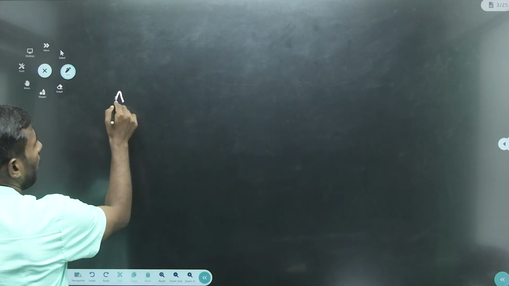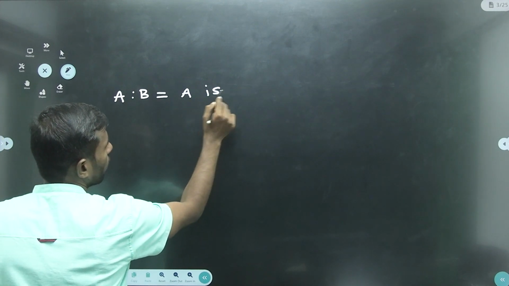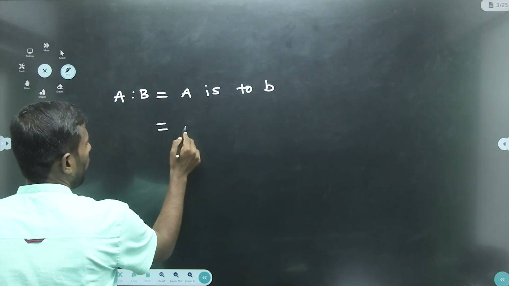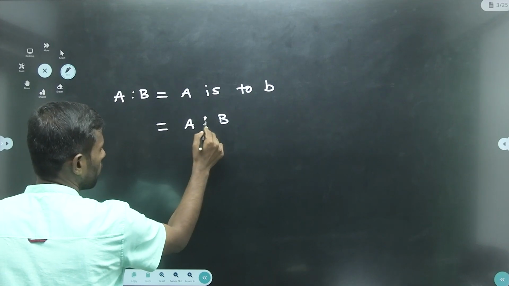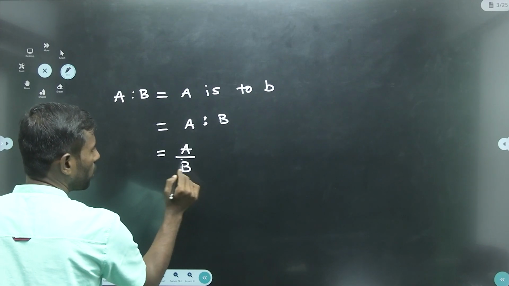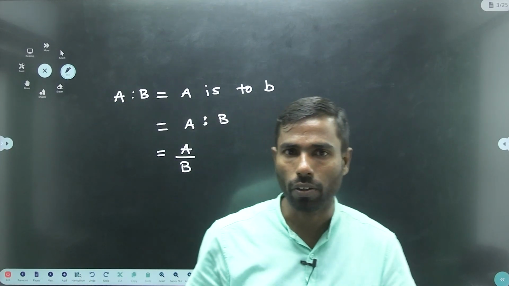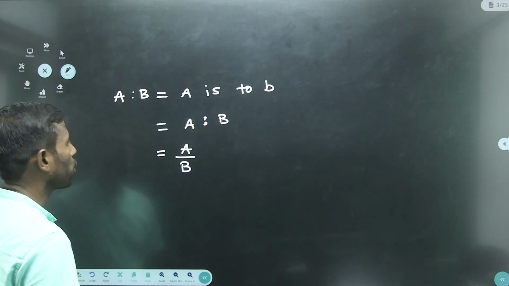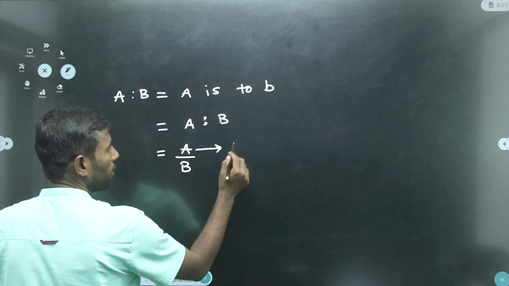Now, next one. We write like this, right? A is to B. How can you read it? A is to B. In other form, we can write like this. The symbol is these 2 dots, the colon. This is the symbol. Sometimes we write like this also, A by B. This is not a fraction, this is a ratio. As of now, in the ratio chapter, A by B means A is to B. There is a difference between fraction and ratio. Know that.